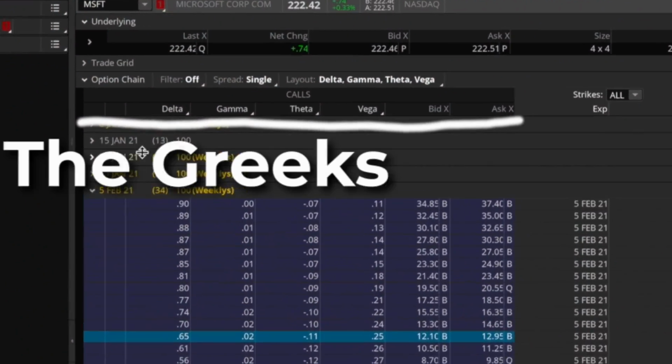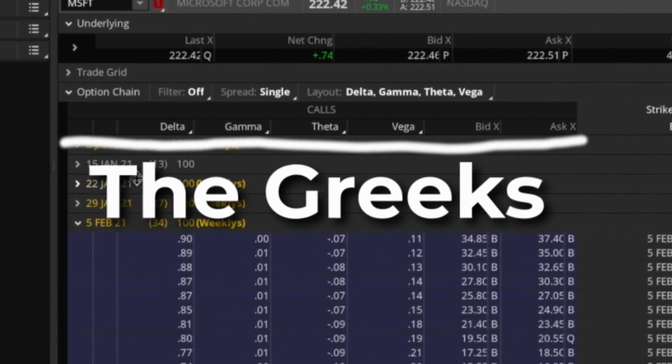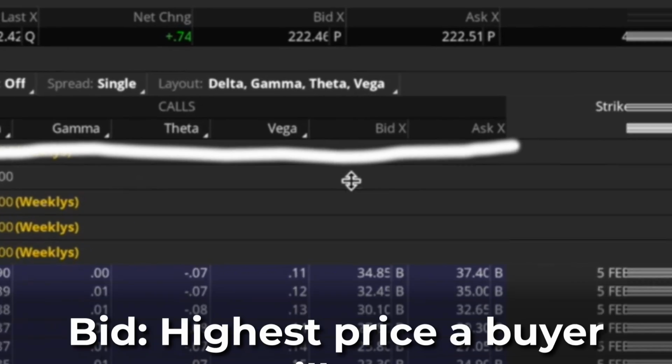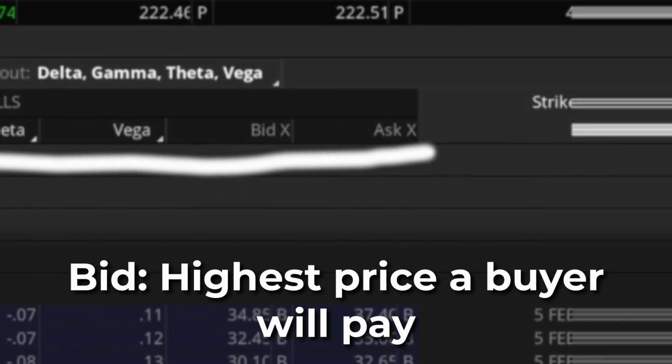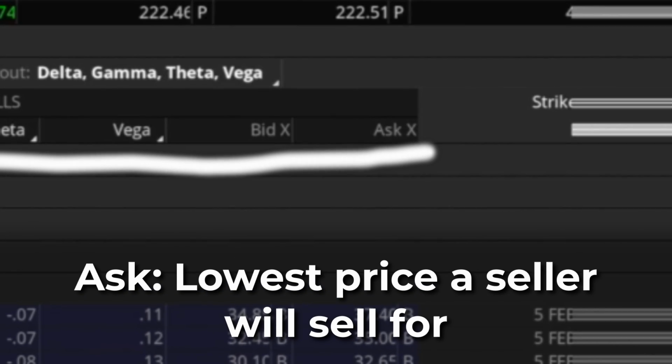Now, what are Greeks? How do they work? And how are they going to affect how you're able to make or lose money on that option? Before we get into that, I just want to go over the bid and the ask again. So the bid is what buyers are willing to pay for the option contract, and the ask is what sellers want to sell the contract at.